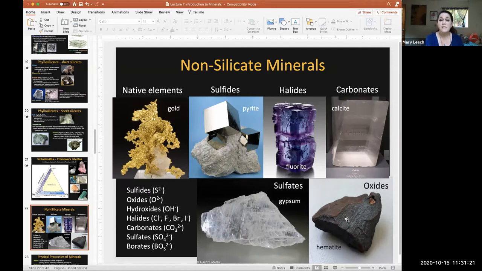It can be helpful, but don't trust it alone. But the streak is the same for the hematite. So we should be able to identify it as hematite using the streak and the streak plate, the little ceramic plate that I talked to you about.